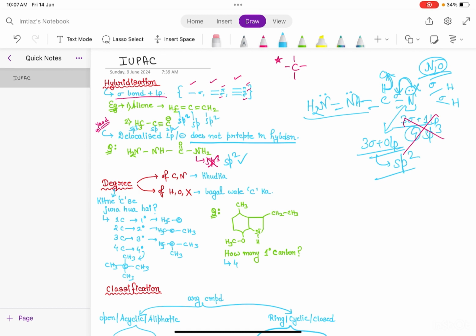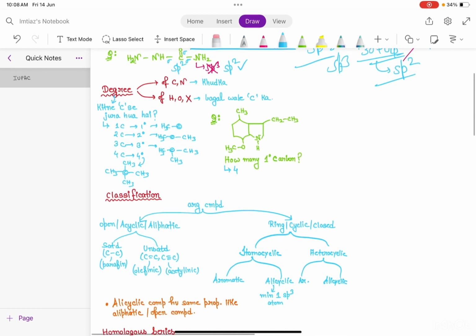I hope that's clear. If you talk about this nitrogen, it is having again 3 sigma and 1 lone pair, so all these are sp3. This is also sp3. If you talk about the carbon, it is having 3 sigma, that means sp2. I hope that's clear.